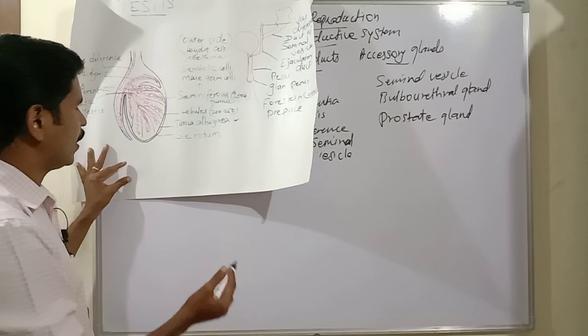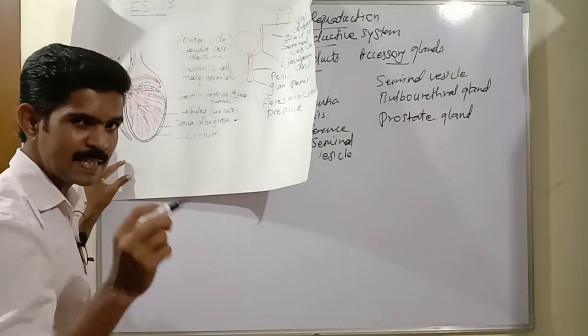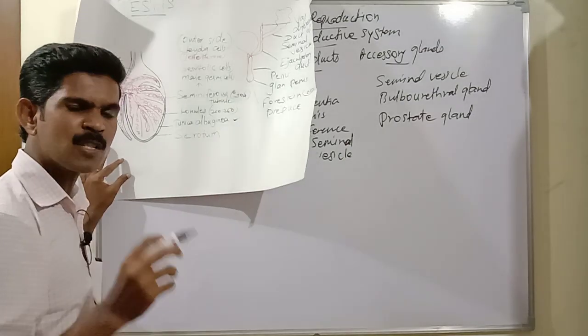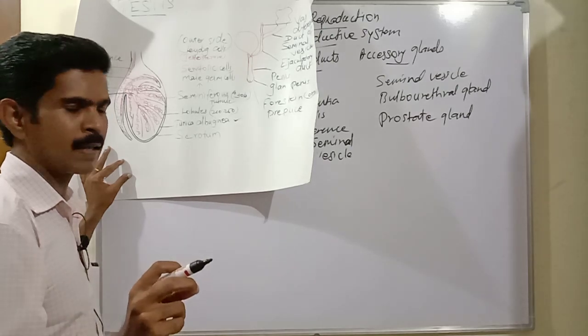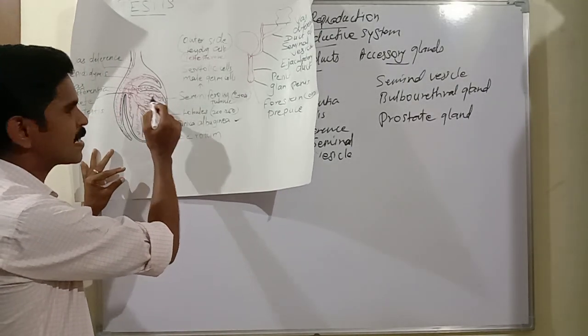Then next point, inside these compartments, that means each and every lobule consists of 2 to 4 small coiled or minute coiled tube-like structures. They are called seminiferous tubules. So just to imagine this red color is the seminiferous tubule.